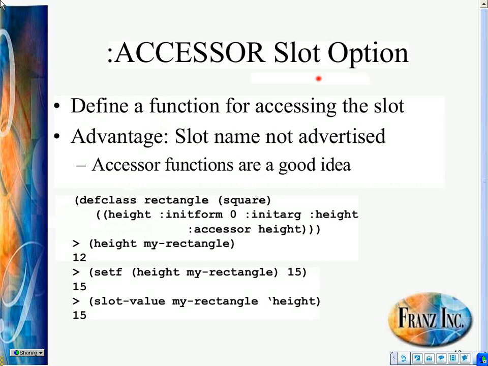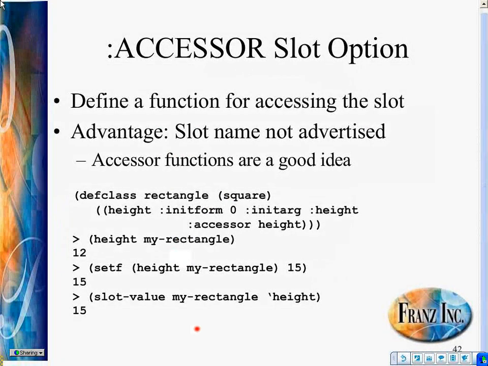When you're creating slots with defclass, there's the accessor option, and it defines a function. It names a function for accessing the slot. Again, it's recommended that you use the accessor function instead of slot-value. The advantage: you're not advertising the slot name. You're not telling your users about the internal structure of your application. Always a good idea, because then you can change it without them worrying about it.